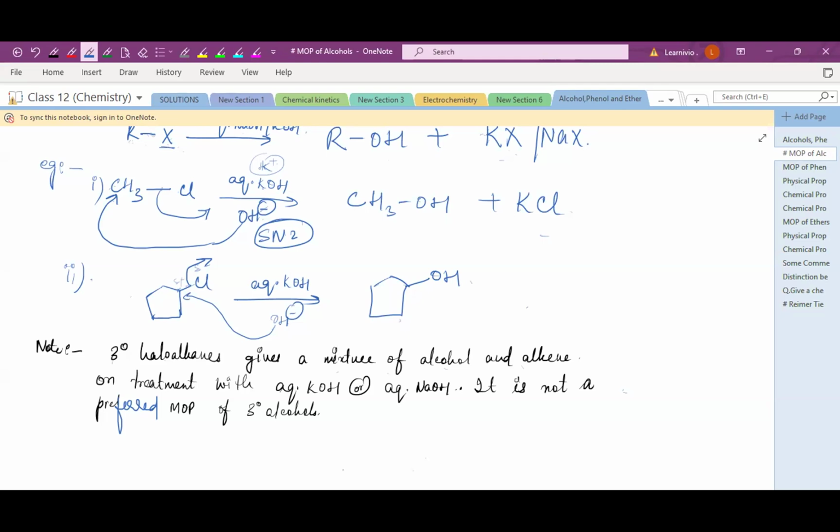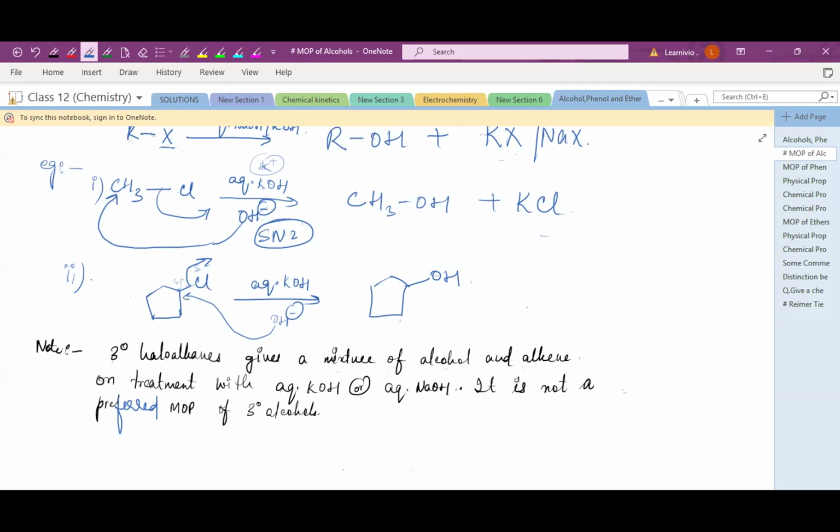With a tertiary haloalkane there will be more hindrance, more alkyl groups. So due to that, besides nucleophilic substitution, an elimination reaction will also take place. If elimination happens, some groups are eliminated and you will get an alkene. So when you treat the tertiary haloalkane with aqueous potassium hydroxide, you will get a mixture of alcohol plus alkene.